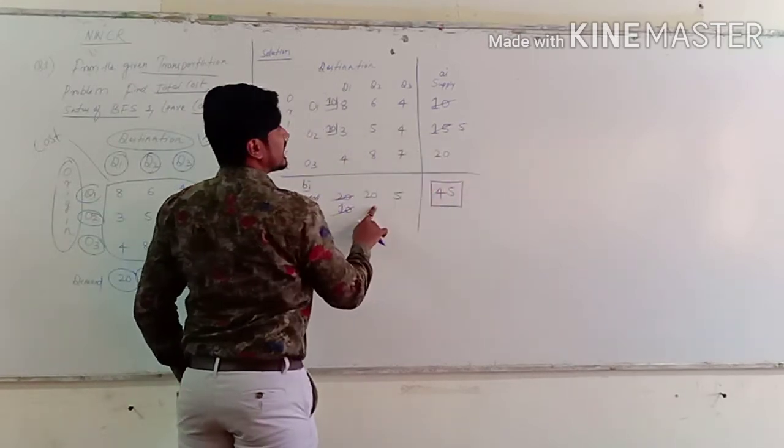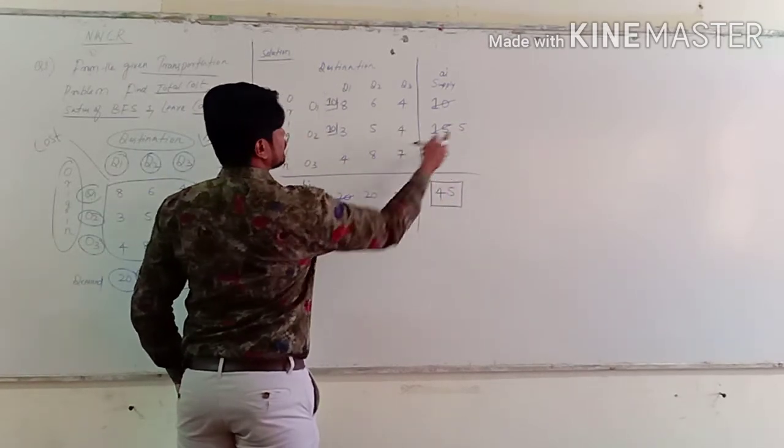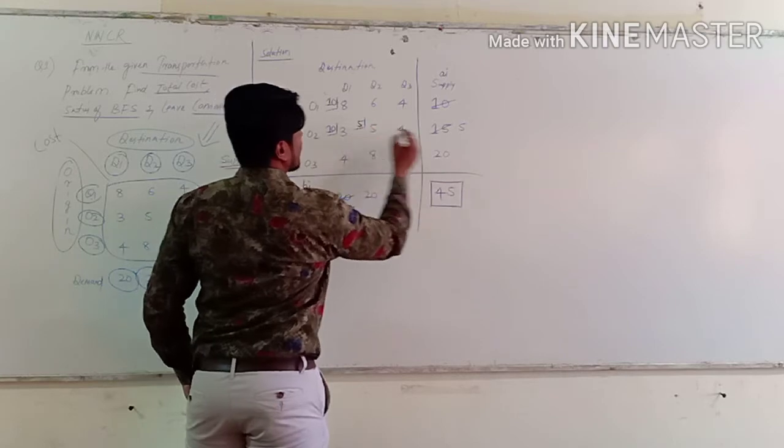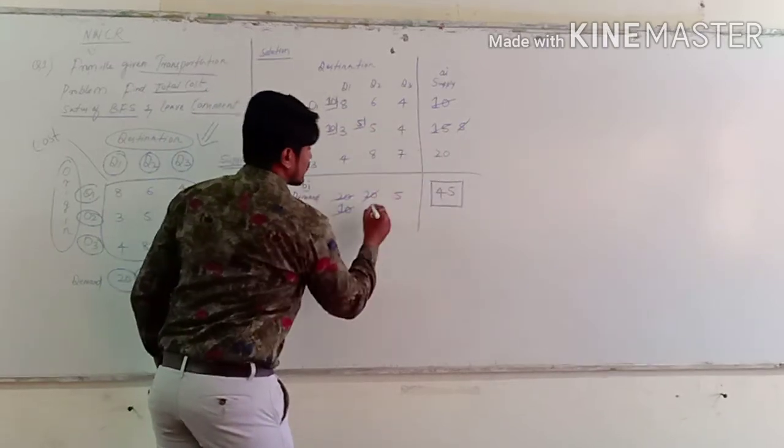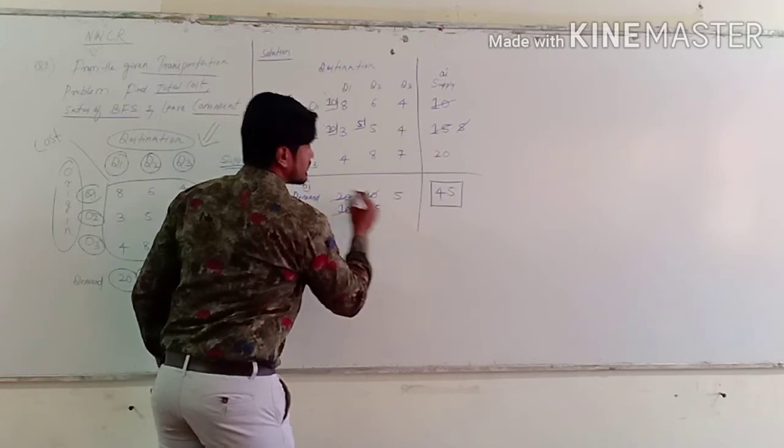5 and 20. 5 is the least. Allocate 5. Cancel 5. Cancel 5 in 20. 20 minus 5 equals 15.